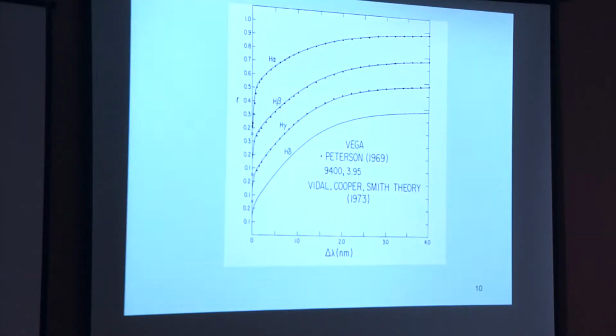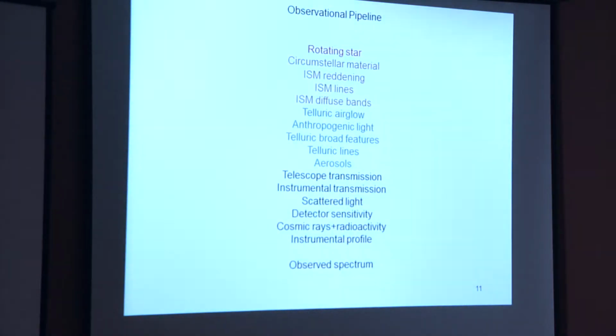And if you try to match the Balmer profiles with observations by Peterson, you find very good match except near the line centers. So we have a problem here that we can match the observations very well using the wrong physics. So why is that? Well, we have to think about the observational pipeline.